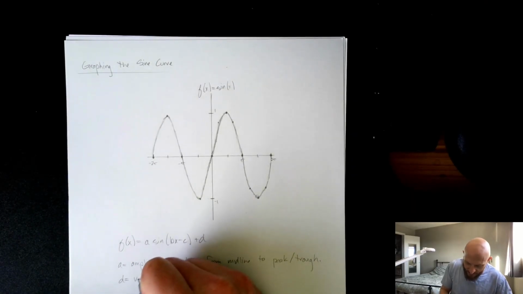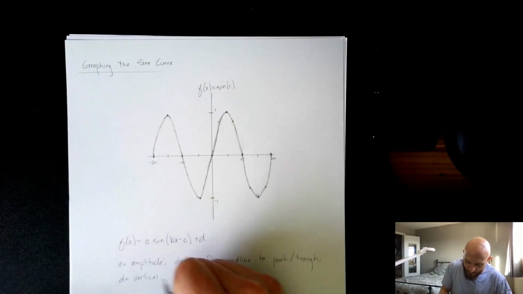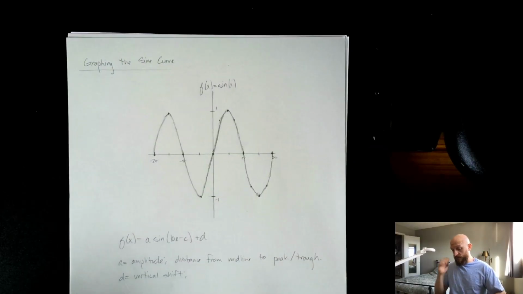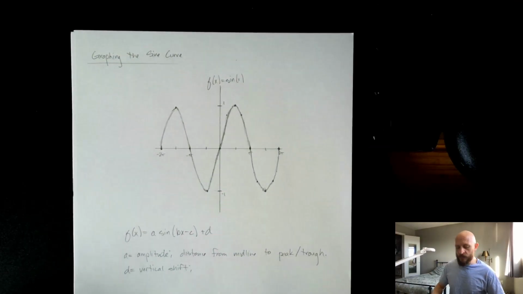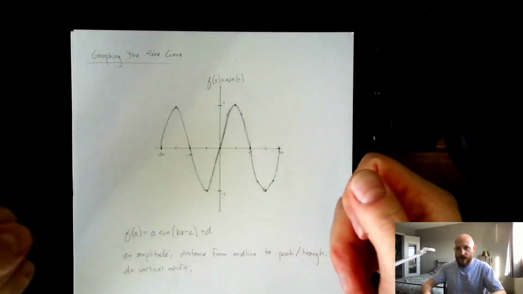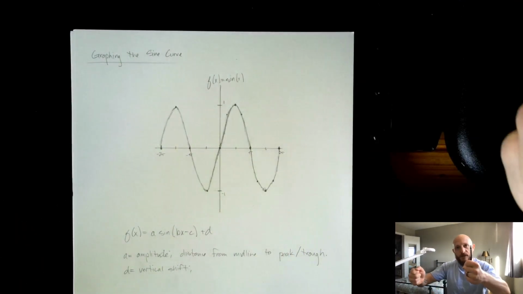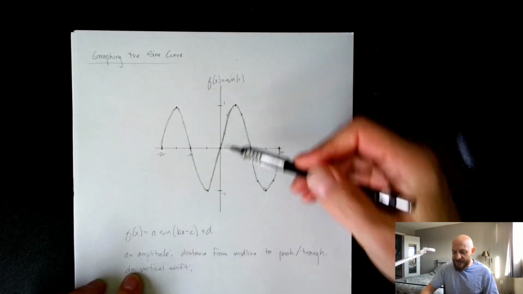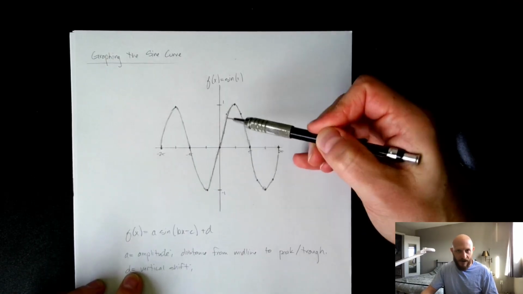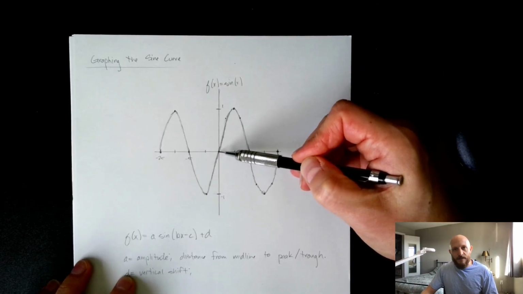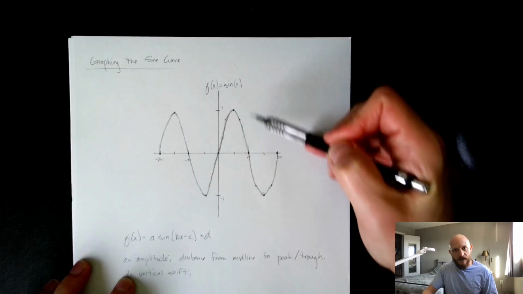D represents vertical shift, just like it did with the parabola. Remember? If you have something like x squared plus 2, it takes the graph of x squared and just shifts it up 2 units. It's the exact same thing here. The vertical shift D just shifts this thing up or down. So if D is, say, 3, take this exact same graph and just shift every point up 3 units.